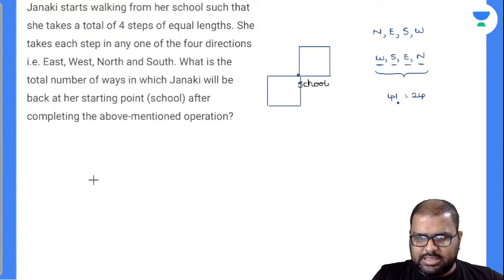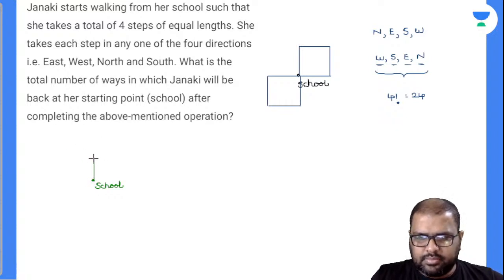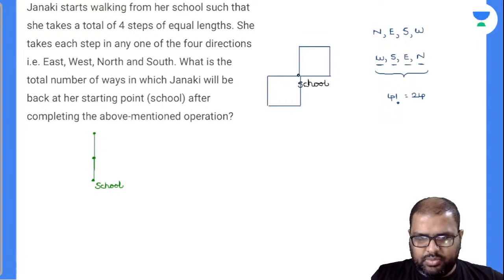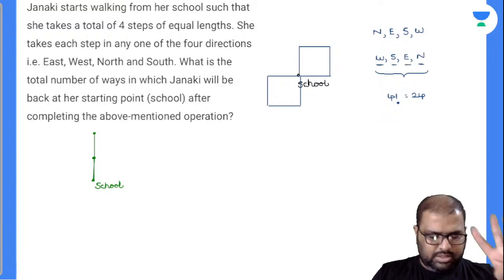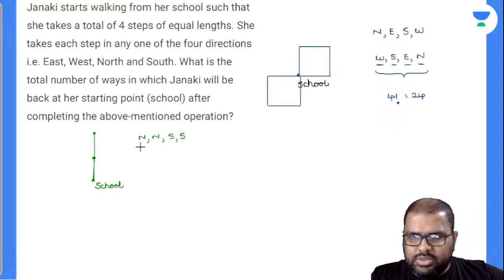I'll take down like this. So let us suppose this is the school of Janaki. 1 step towards north. Second step also towards north. 2 steps are done. Now let's come back. Now 1 step towards south, 1 step towards south. So done. See here, 4 steps are done. What she has done? 1 step towards north, 1 step towards north, 1 step towards south, 1 step towards south, and close, again 4 factorial.